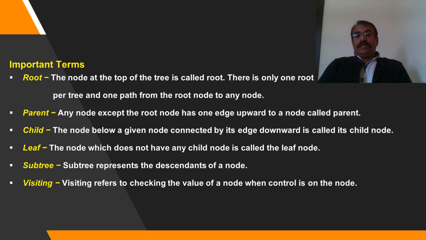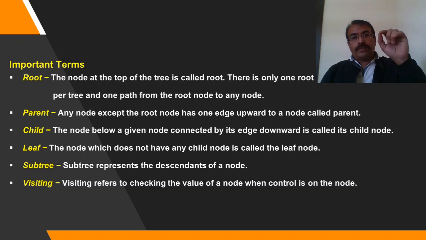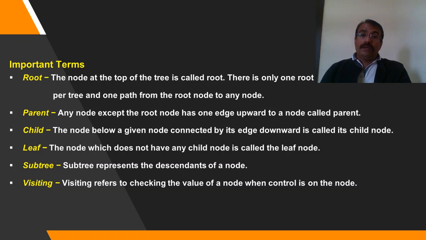What do you mean by visiting a node? Visiting refers to checking the value of a node when control is on the node. As I said earlier, the root must have a path to every node in the tree. Okay, why do we need that? Because this tree is particularly used for searching purposes, and for that we need every value stored in the data structure to be accessible, and the root is the only possibility to reach every node in the tree. And there the visiting happens.